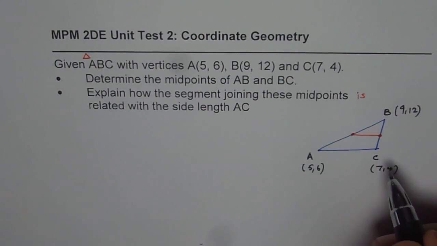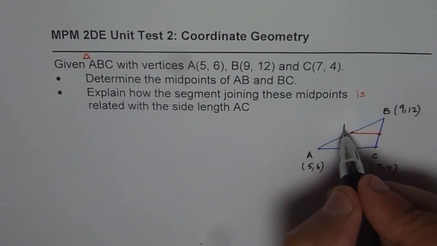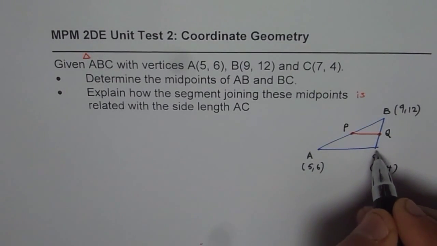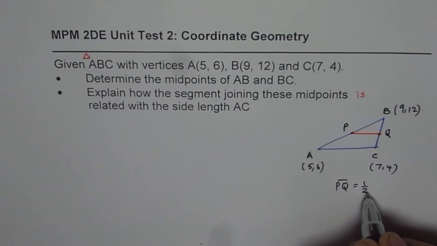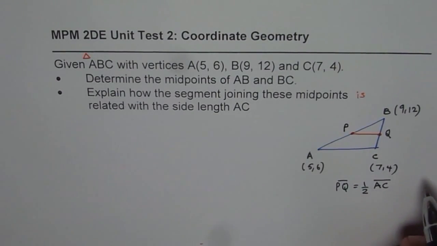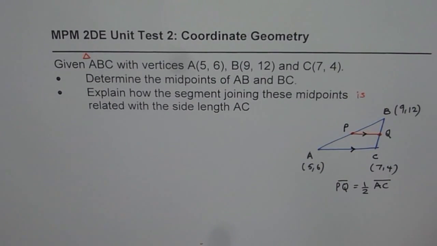So let me tell you the answer first, and then you can pause the video and verify. Let us say these midpoints are P and Q. In that case, what you're going to find is that PQ is equal to half of AC. And the second thing which you'll find is that PQ is parallel to AC. So these are the two things which you need to verify. That is an exercise which you should do on your own. It's a test question, so I expect you to do it on your own.